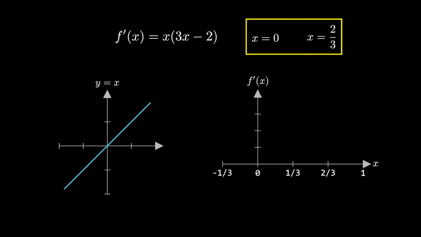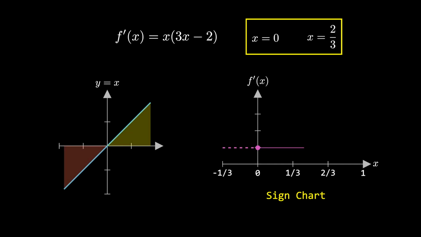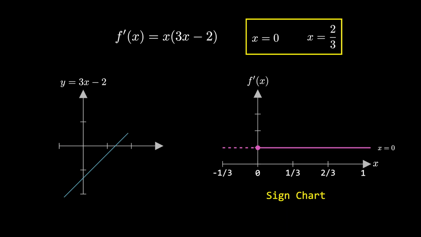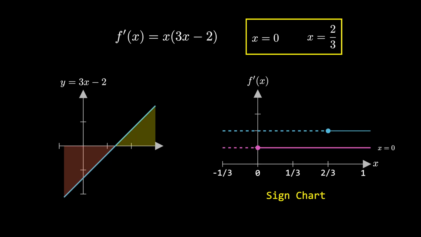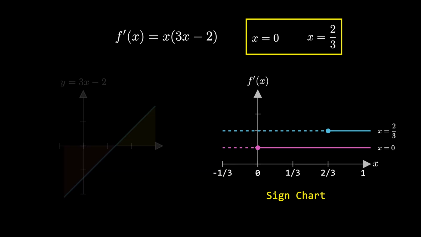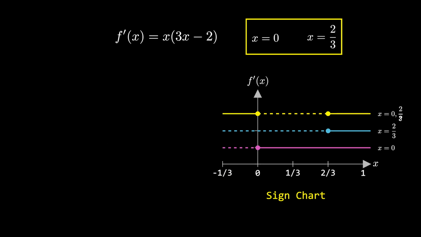Analyze each individual product. So for x equals 0, you're going to analyze y equals x. And note that it's negative until 0 and positive for all values after. And the same goes for 2/3. It's negative until you hit x equals 2/3 and positive for every value after. And just like in f prime, you're going to multiply these two sign charts. The dotted lines represent negative values and the filled in lines represent positive values.